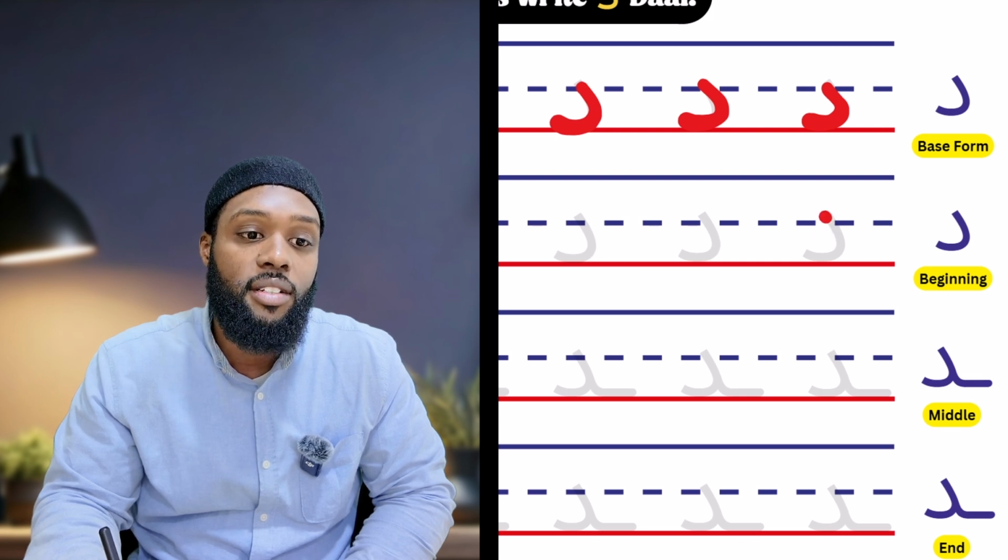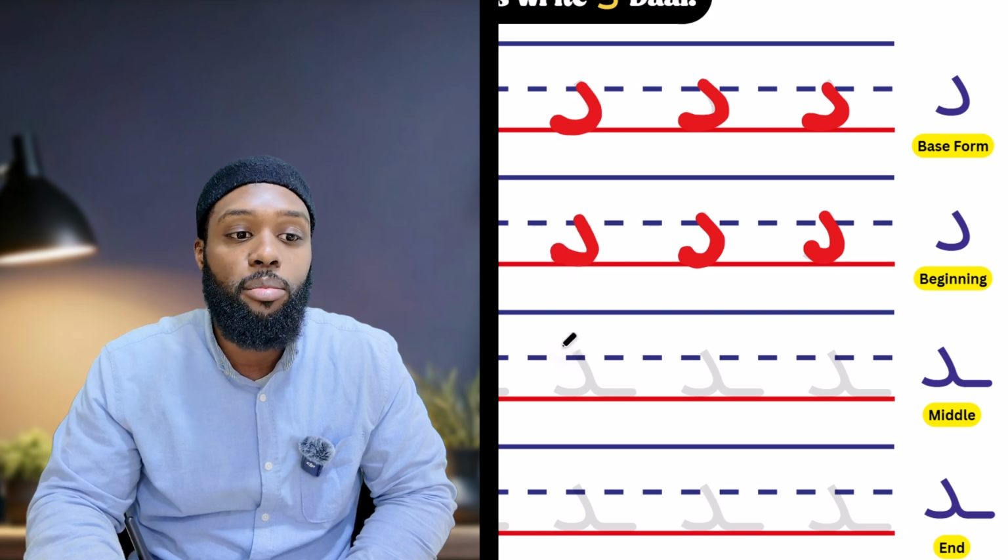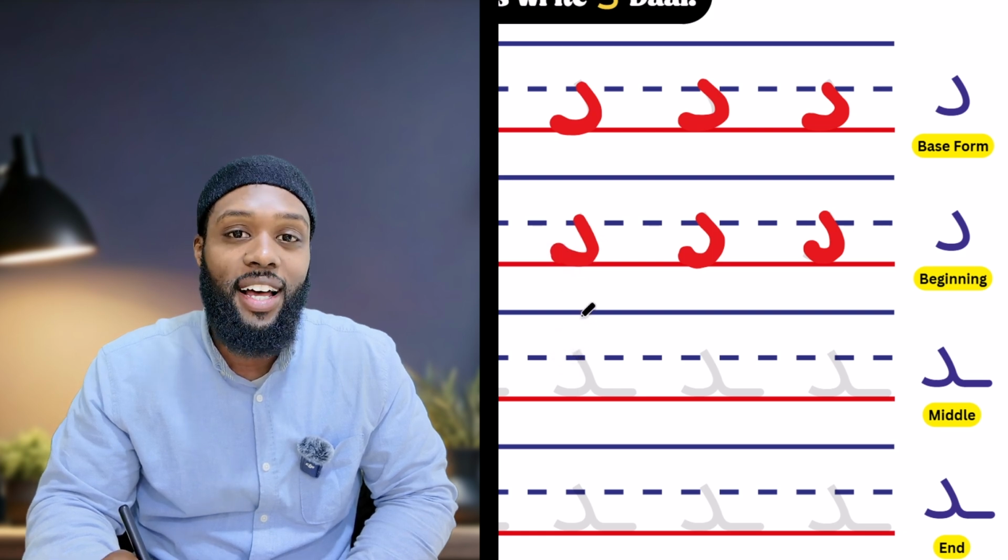So again, top, down, draw this little curve shape. Again, from the top, down, draw this little curve shape. And again, from the top, down, draw this little curve shape. You see how my Daal is looking. I'm gonna have to print out a few of these sheets myself.